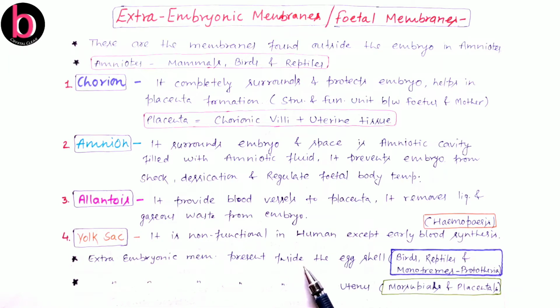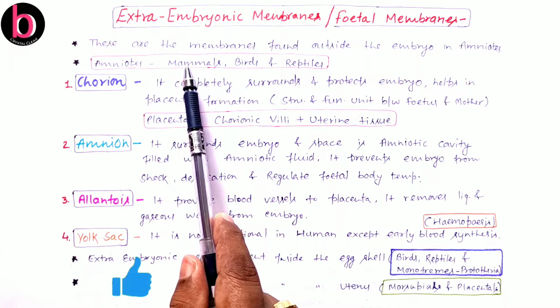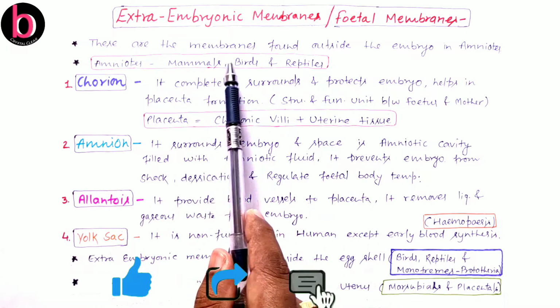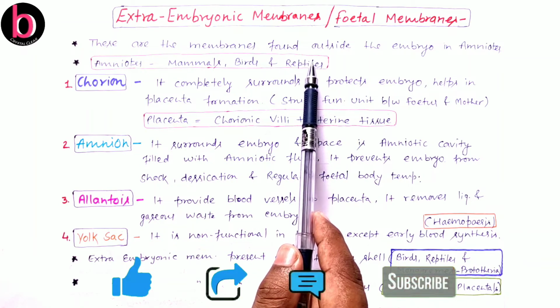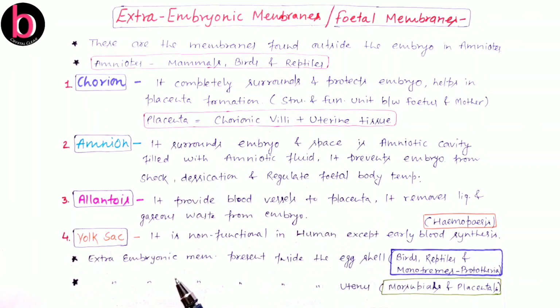Extraembryonic membranes are present inside the egg cell. As we discussed here, extraembryonic membranes are present only in mammals, birds and reptiles. Further, there may be two categories. This membrane may be present inside the egg if the organism has a hard calcareous covering around the egg, known as the shell. So this membrane is present inside the egg in case of birds, reptiles and monotremes of prototherians.